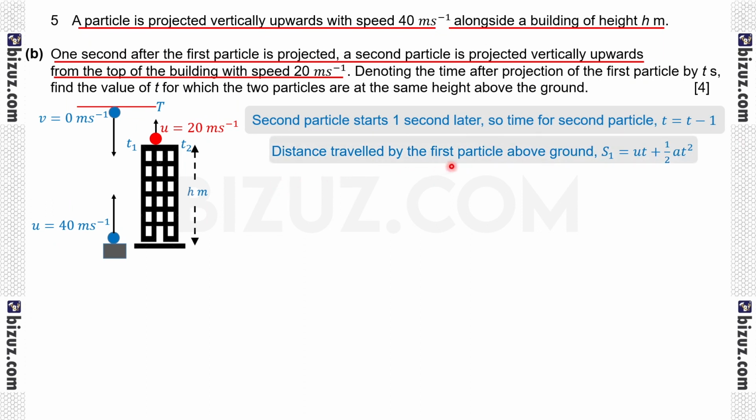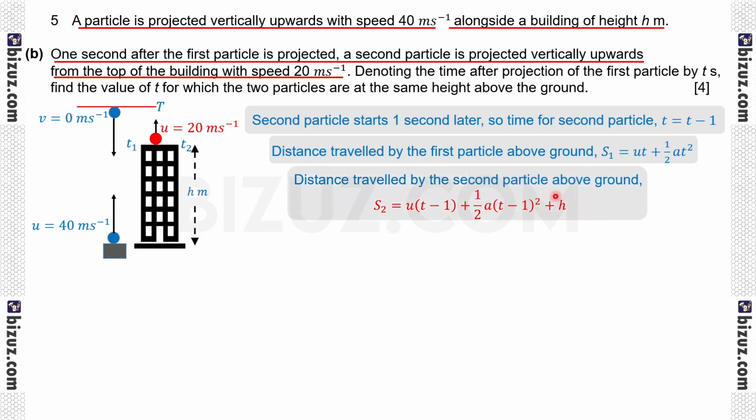Now the distance traveled by the first particle above the ground could be calculated as s1, which equals ut plus half at square, where t is t. S1 is the height of the first particle, a is the negative acceleration due to gravity, and u is the initial speed of the first particle. The distance traveled by the second particle above the ground is s2 equals u into t minus 1, as the time for the second particle is 1 second later, plus half into a into t minus 1 whole square, plus h, which is the height of the building, as it started from above the building.